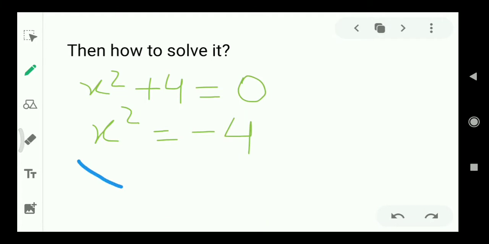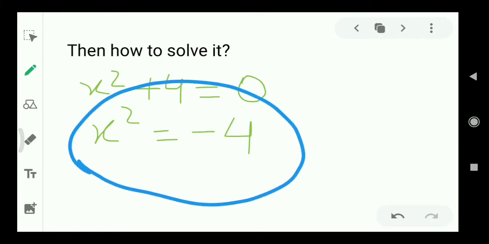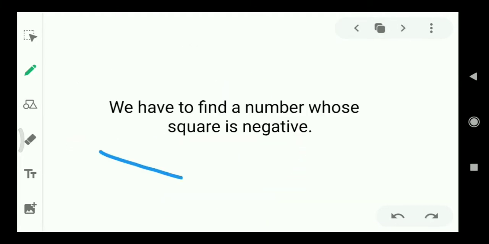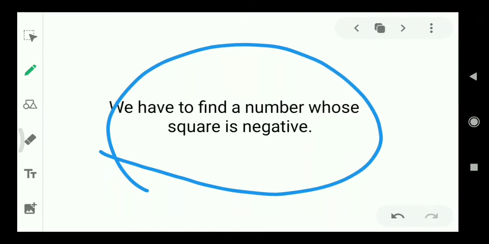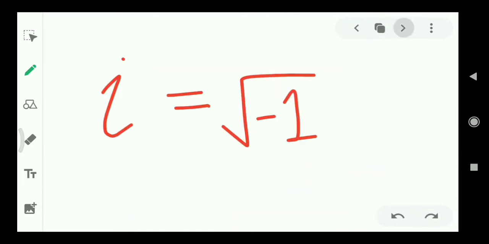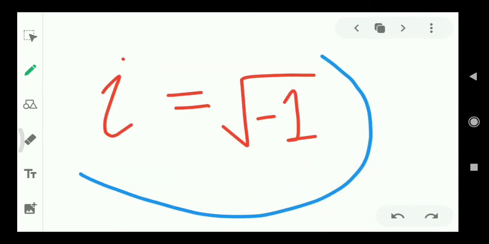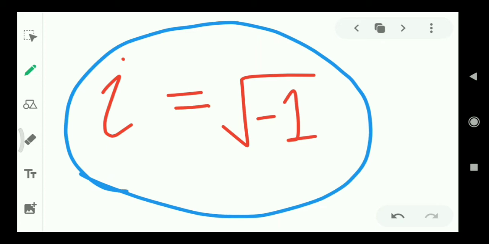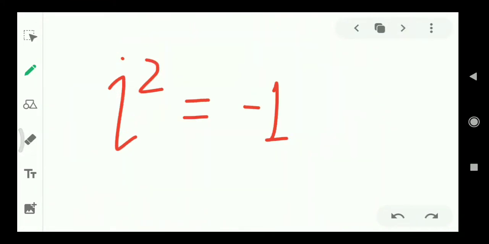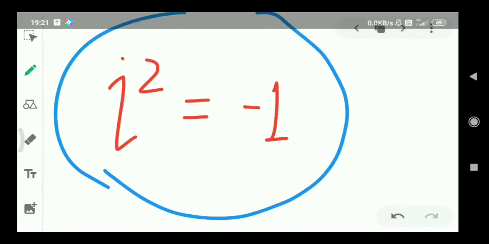We need to identify a number whose square is a negative number. So, this number was introduced, which is known as iota, square root of -1. This is known as iota. And the square of i is given as -1.